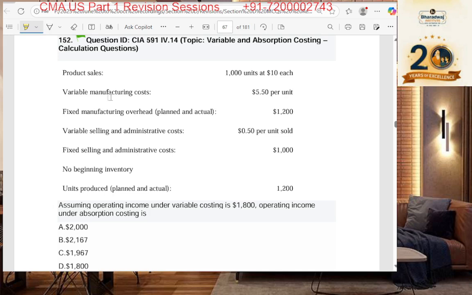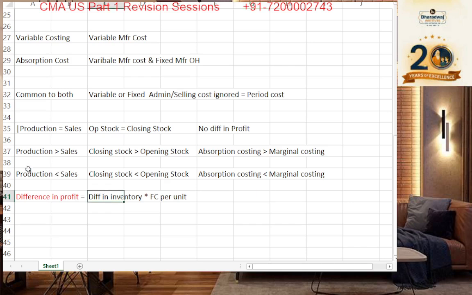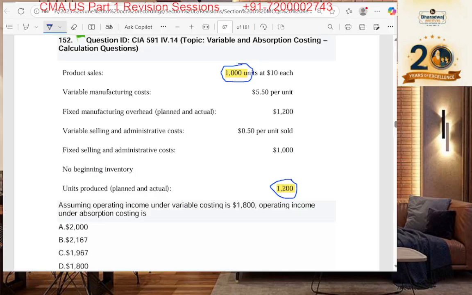Assuming operating income. You can find your sales is less than production, or you can say production is more than sales. So absorption costing profit will be more than marginal costing.